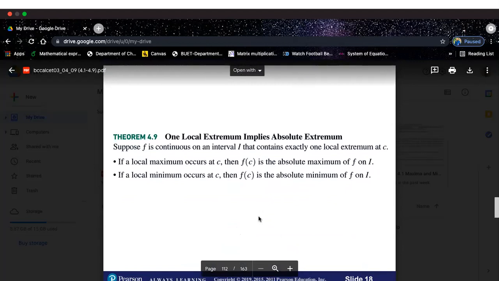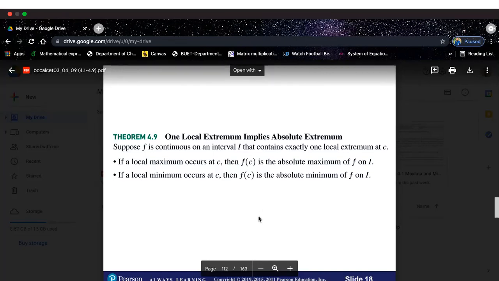So the next theorem says, let's say we have a continuous function and it contains exactly one local extremum. Again, what is extremum? Extremum is the combination of minimum and maximum values. If we want to rephrase those and combine them into a single word, we can use extremum. So exactly one local extremum means either we have a local min or a local max, okay?